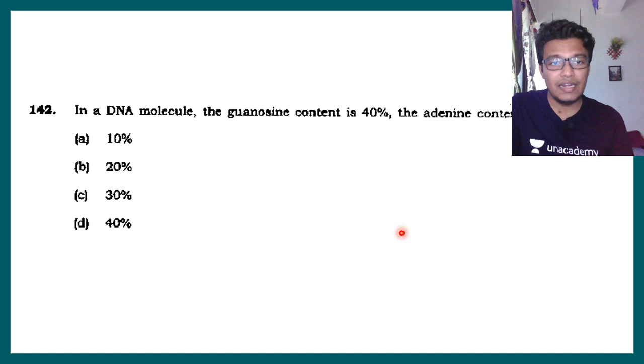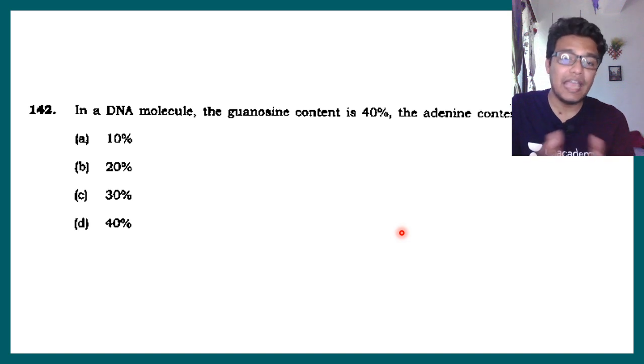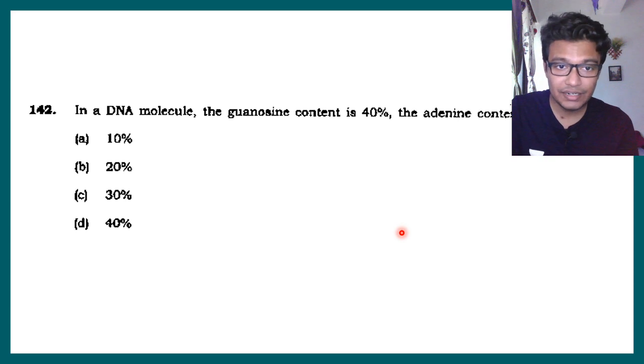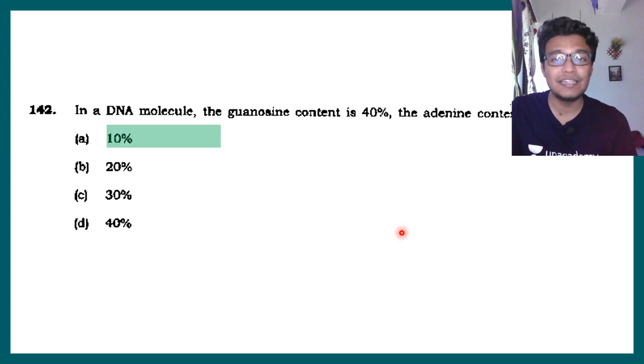Okay, in a DNA molecule, the guanosine content is 40%. Then adenine content would be, again, these kinds of questions we have discussed earlier, and this would be really important. The correct answer would be 10%.